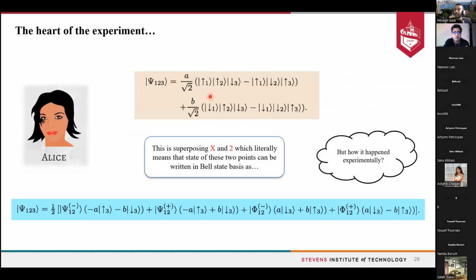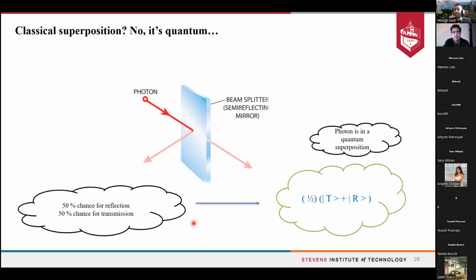So this is our state. Because Alice has photon 1 and photon X, or photon 1 and photon 2, we can write photons 1 and 2 in all four possible situations as one of the Bell states, which are the famous four entangled states in quantum mechanics. And this is the state that Alice should have before doing any measurements. But how do they experimentally achieve this state? Okay, let's see.